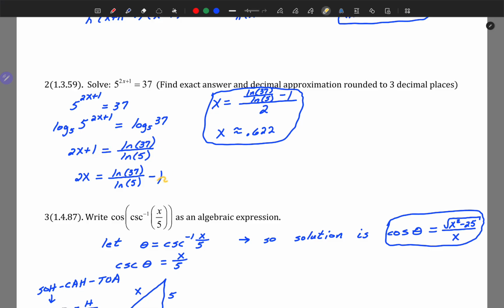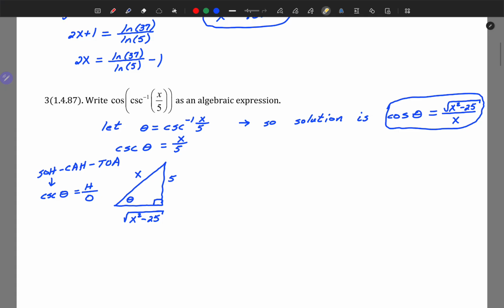So I subtract 1 on each side, and then in order to solve for x, I would then divide that expression by 2. That's what I have right here. This would be the exact answer. Now I can say, well, the decimal approximation. All I did was I entered this expression into my calculator, and I got to that decimal approximation of 0.622. And I do want both of those answers there.